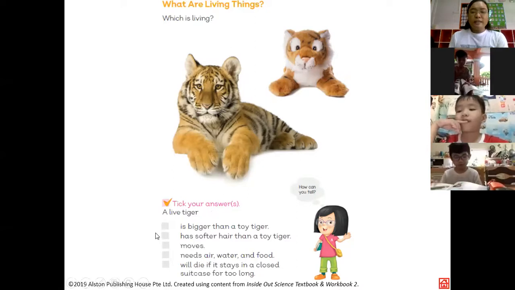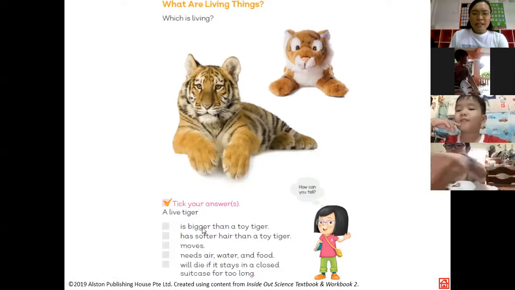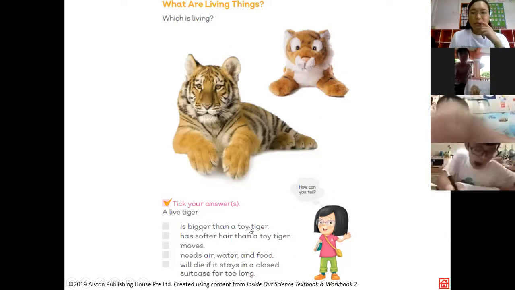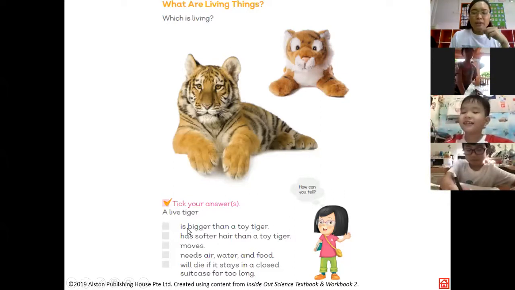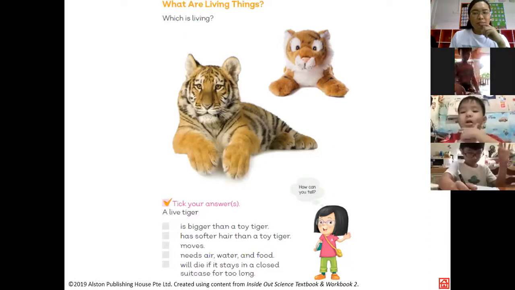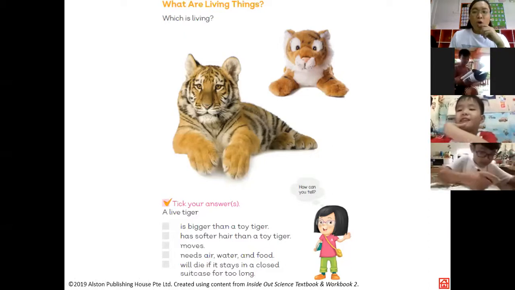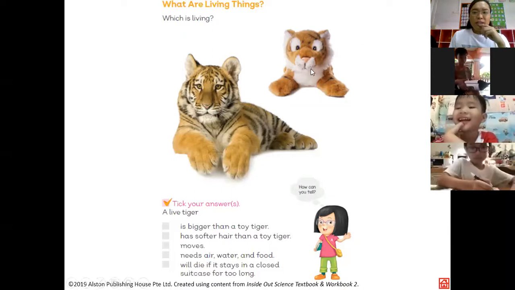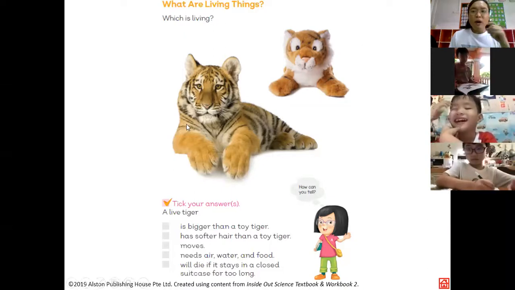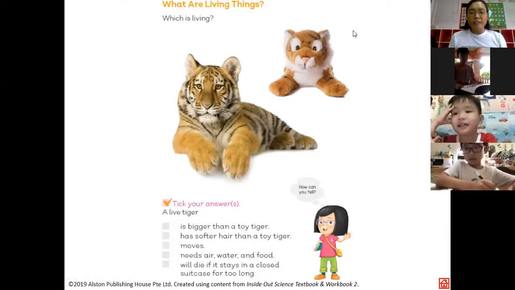Okay, so first we have a live tiger. So when we say a live tiger, it's living. So which do you think is correct? Do you think a live tiger is bigger than a toy tiger? Yes or no? If you can see in this picture, the living tiger is bigger than the toy tiger.